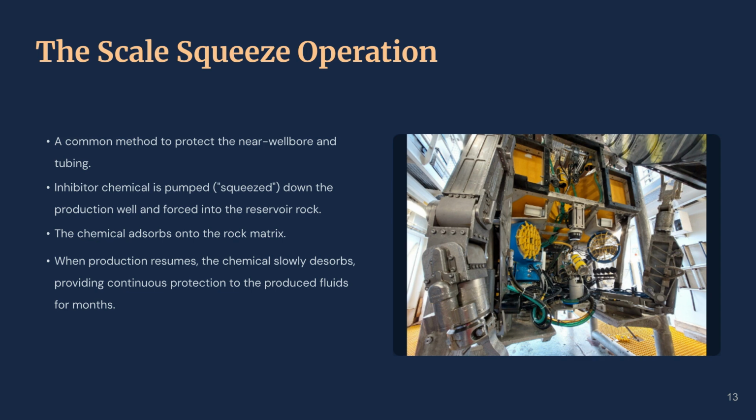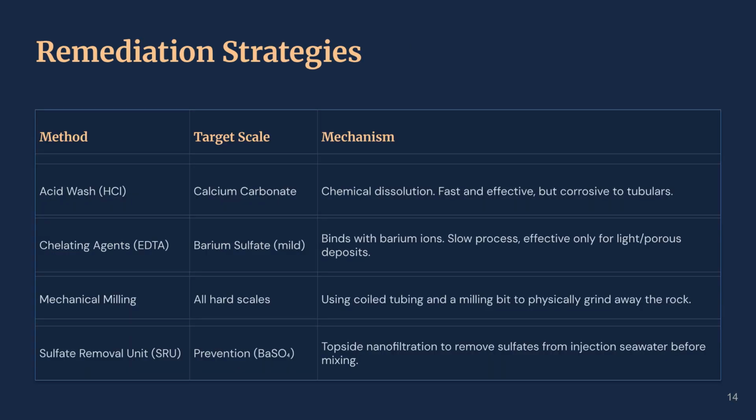A widely used technique is the scale squeeze operation. Here, chemical inhibitors are pumped directly into the reservoir rock, where they adsorb and slowly desorb over time, providing continuous protection for the produced fluids. Various remediation strategies exist, ranging from chemical treatments like acid washes or chelating agents to mechanical milling, and the use of specialized topside equipment like sulfate removal units to prevent scaling before it begins.